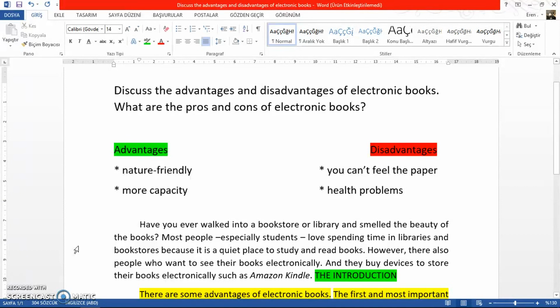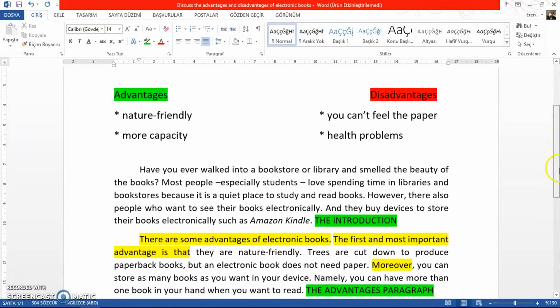So this was my introduction. I gave a general idea about the topic. I'm narrating this to Turkish students, but this is also for other international students, so I'm not translating this paragraph into Turkish. So we talked generally about the topic.